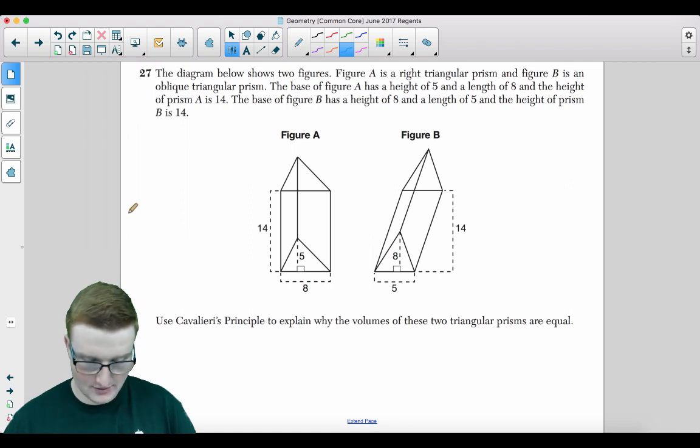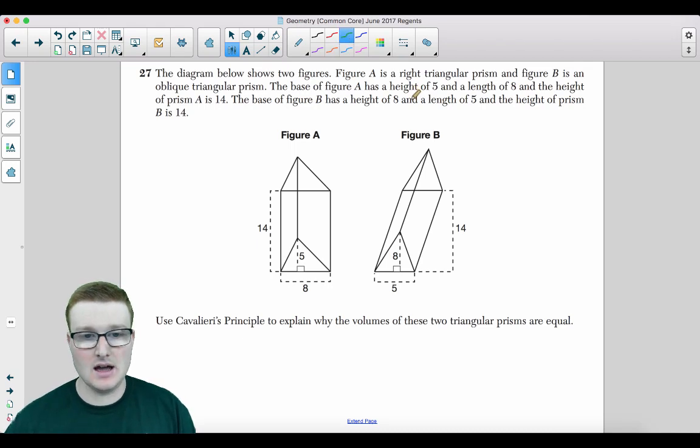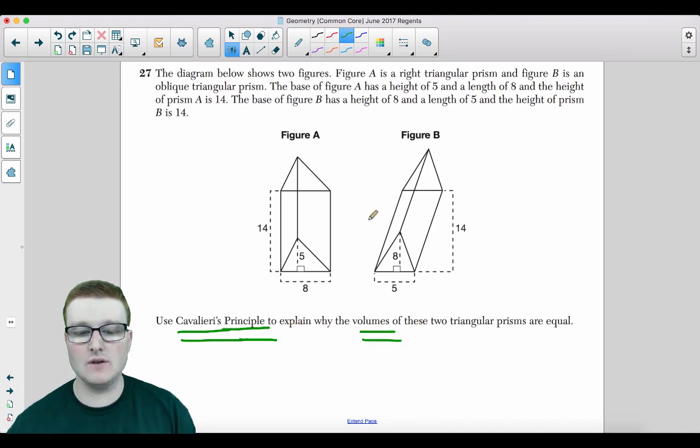Oh boy, I remember this one. The diagram below shows two figures. Figure A is a right triangular prism, and figure B is an oblique triangular prism. The base of figure A has a height of 5 and a length of 8, and the height of prism A is 14. The base of figure B has a height of 8, length of 5, and the height is 14. Okay, fine. Use Cavalieri's Principle to explain why the volumes of these two triangular prisms are equal.